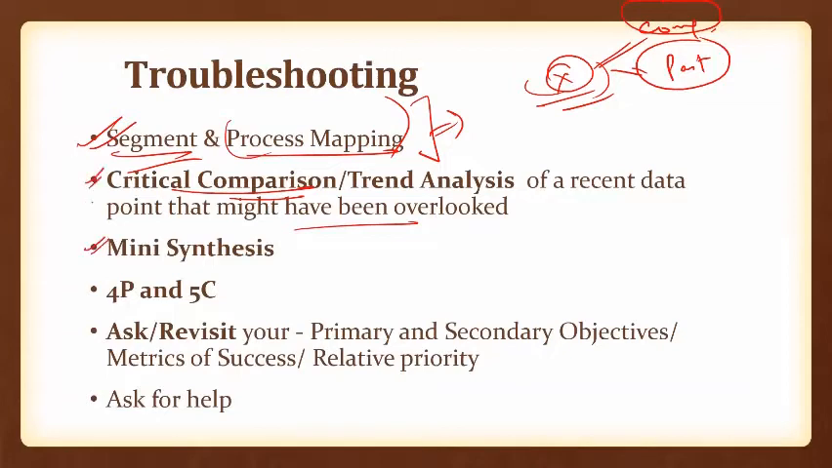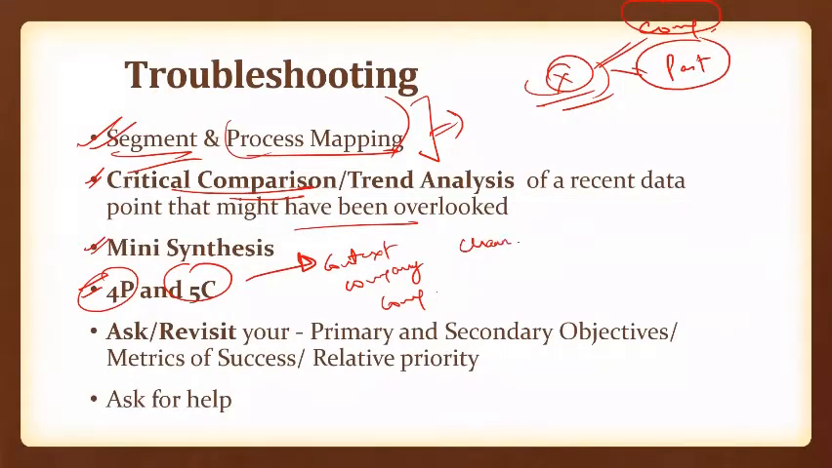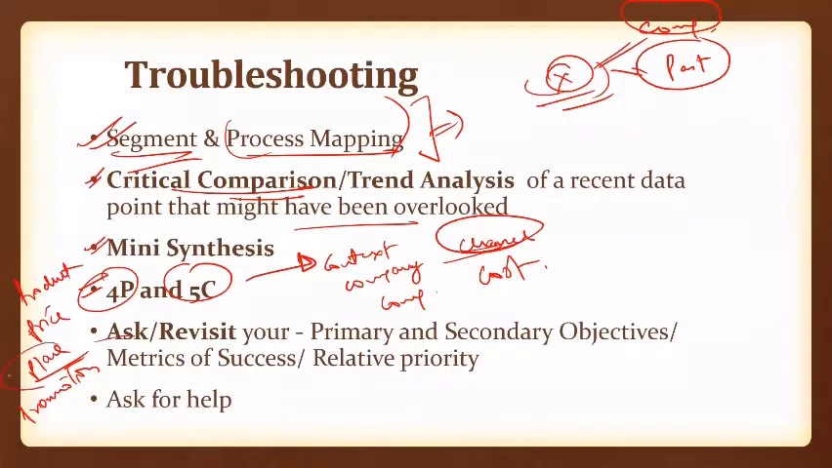Mini synthesis I've already covered is a useful troubleshooting tool. 4Ps and 5Cs. So you can look them up, what they are, right? It's largely context, company, competitor, channel of sale, offline, online, those kind of things. Cost. Some people define it slightly differently also. Okay. 4Ps are your product, price, place, promotion. Place will be the same as channel essentially, very similar to that.